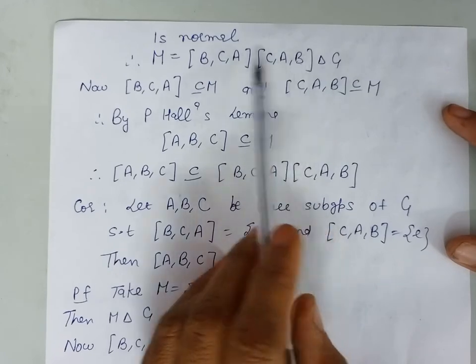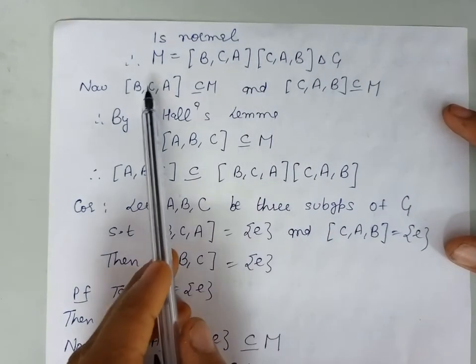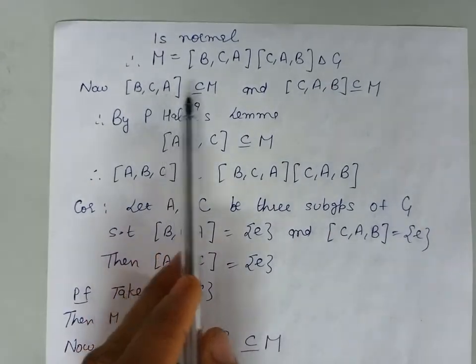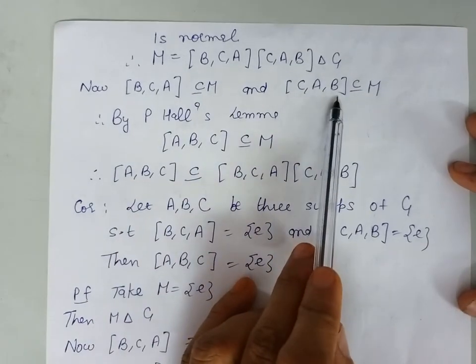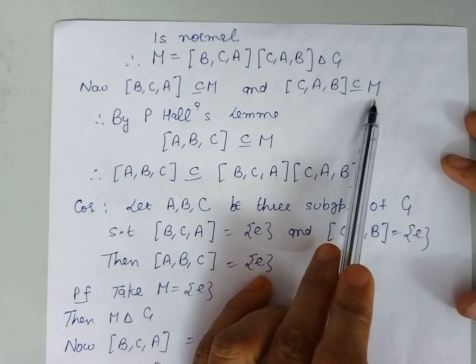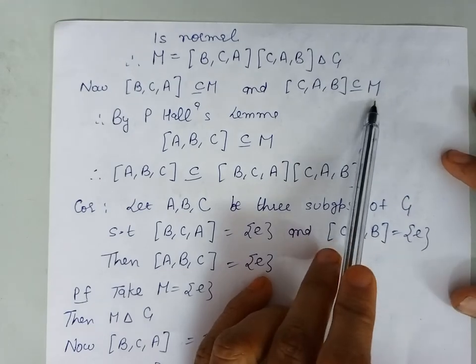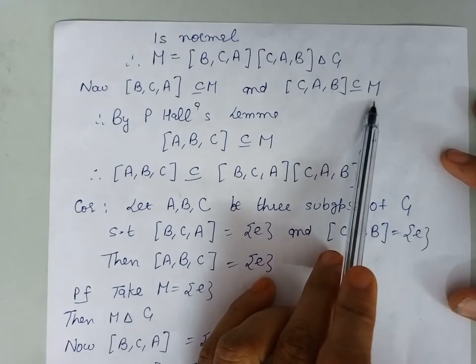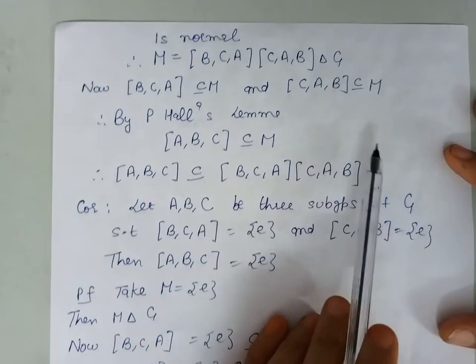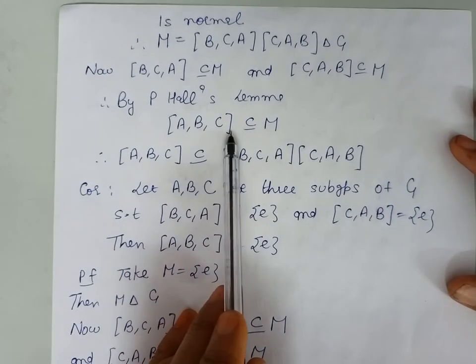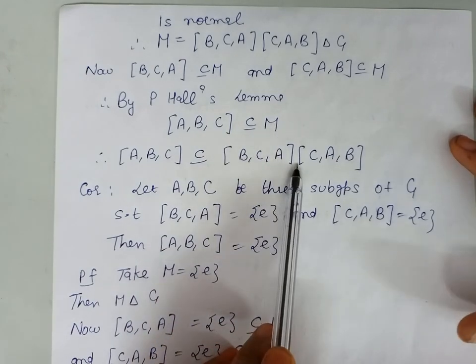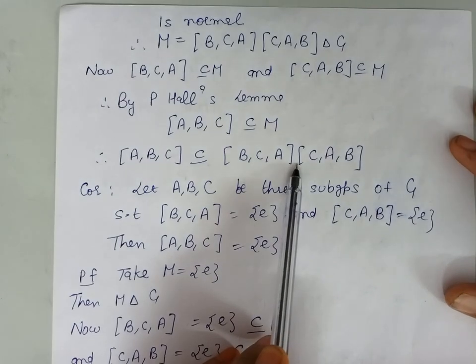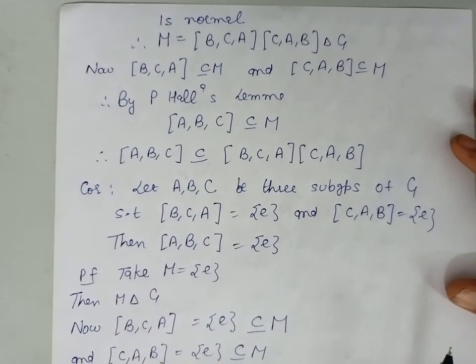Now, as we can see from here, the commutator of B, C and A is contained in M, and the commutator of C, A and B is also contained in M. So we can use P. Hall's lemma. Therefore, by P. Hall's lemma, the commutator of A, B and C will also be contained in M. Substituting the value of M here, this completes the proof of this result.